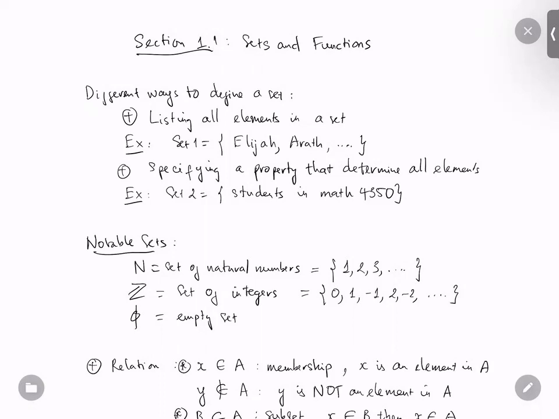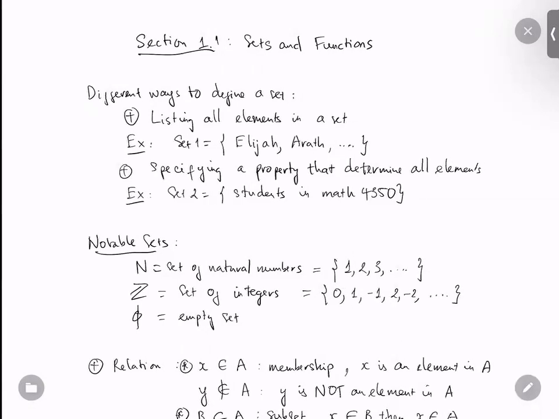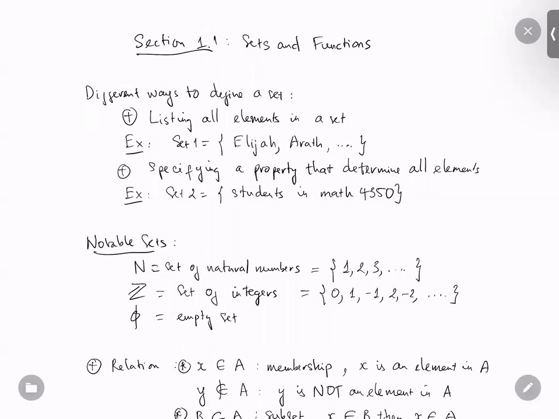So first of all, let's talk about sets. There are different ways to define sets. You can first list all elements in the set. For example, the set one right here. You have the names Elijah, Arad, and so on. So this is a set of names.